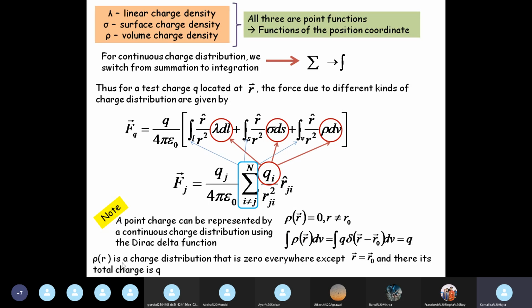Here rho(r) is a charge distribution that is 0 everywhere except at r equal to r0, and there its total charge is q. So this is just for your information that even if you use a continuous function, you can use it to represent a discrete single charge by using the Dirac delta function. This is just for the interest of those who are well interested.